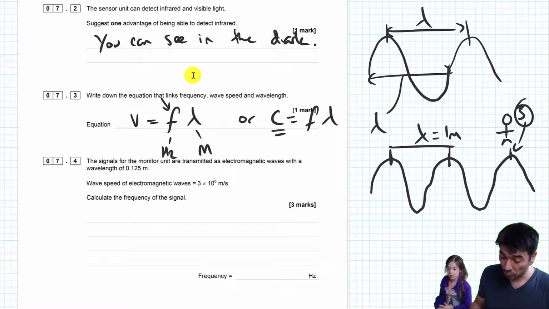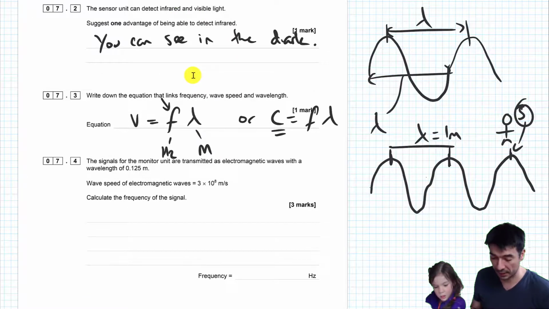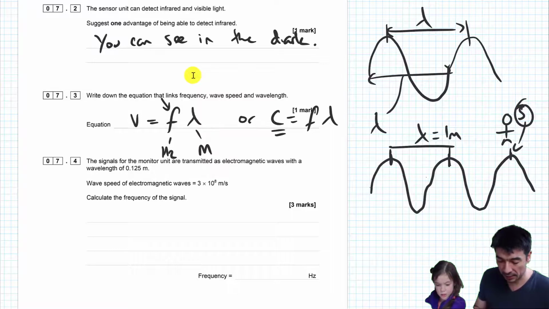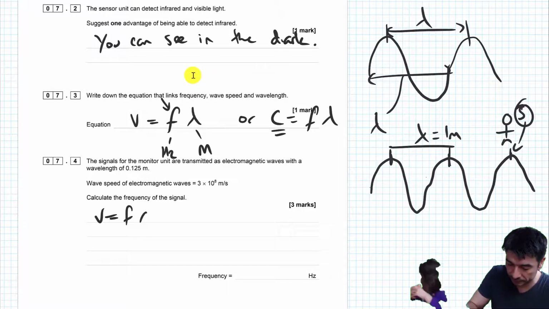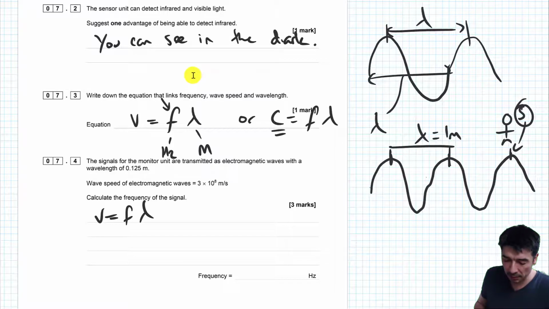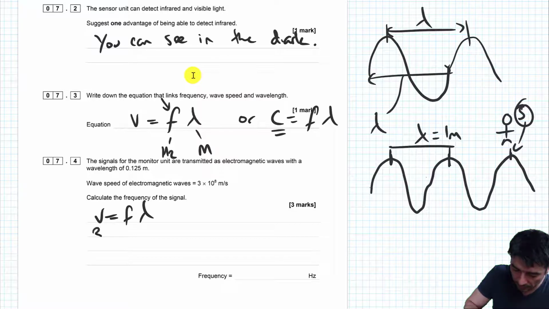Right. So 3 marks now available for being able to calculate this bit. So let's take our time and do it nice and slowly. Take the formula and write it in. V equals F lambda. Sub the numbers you know in. Do I know the velocity? Oh yeah, I do know the velocity. They've given me 3 times 10 to the 8.